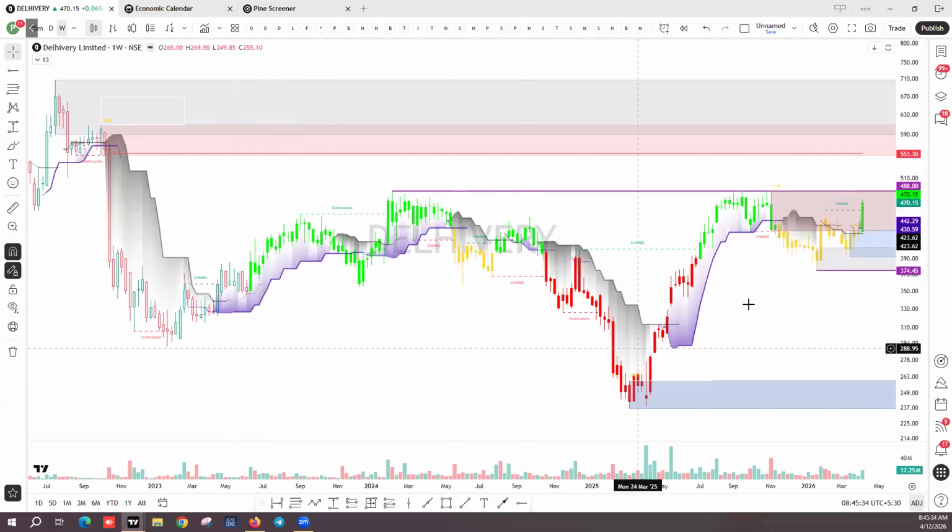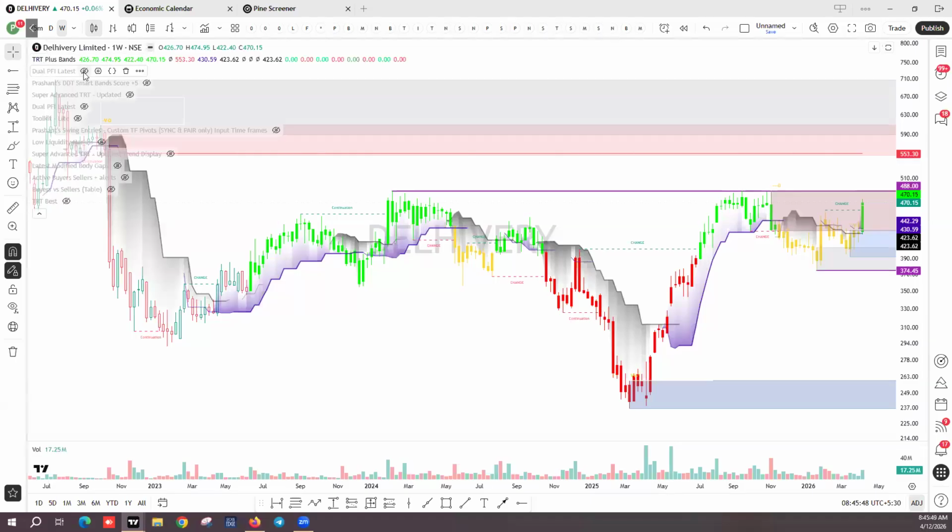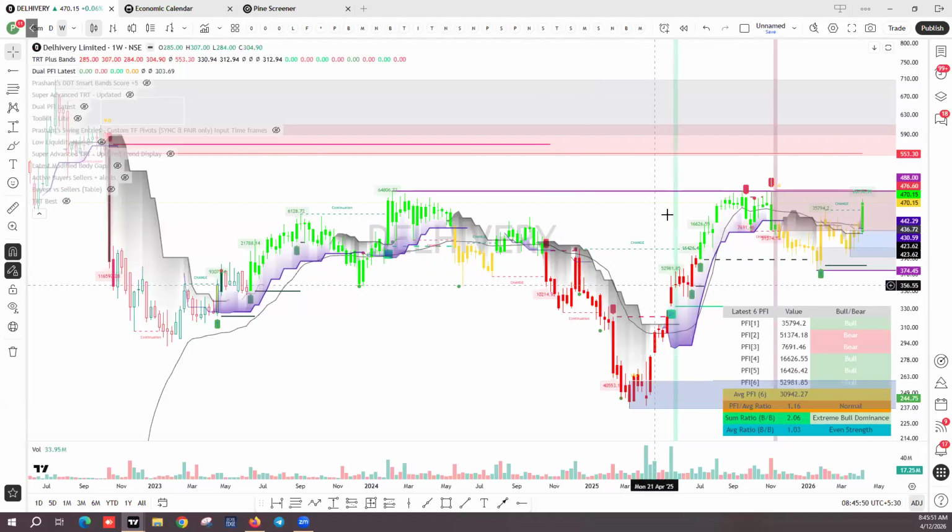And there is a pattern also. People can say this is a cup and handle, or this is a VCP kind of pattern. So you have to analyze from other aspects also. But a very important thing which I check is PFI. There was a rise in PFI again, and this was on the bullish side, this was on the bearish side, but on the bearish side PFI does not have any significant downfall.